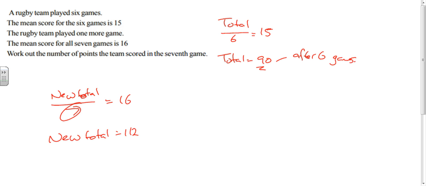So after 6 games, they'd scored 90 points. After 7 games, they've now scored 112 points. So the difference must be how much they scored in the 7th game. So 112 take away 90 equals 22. So the final answer is 22 points in that 7th game. Well done if you got that right.